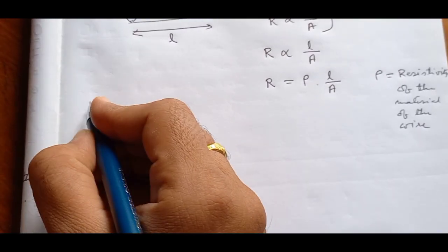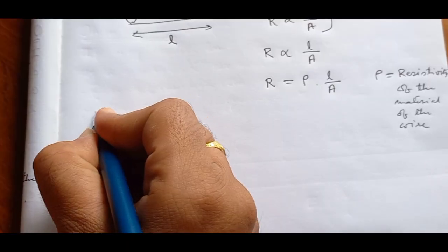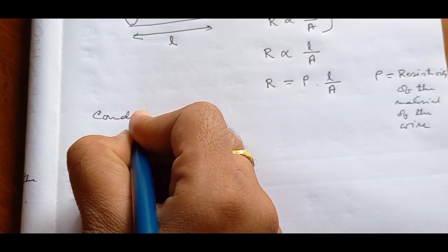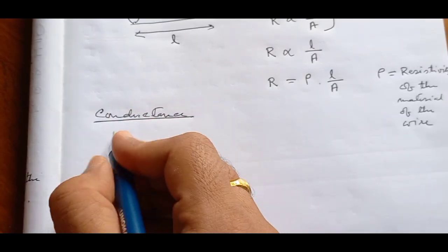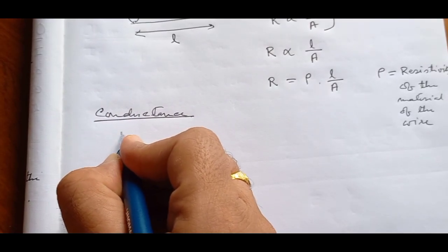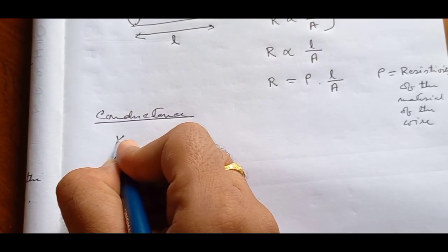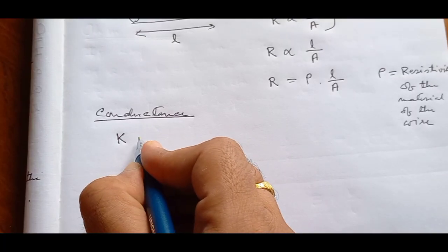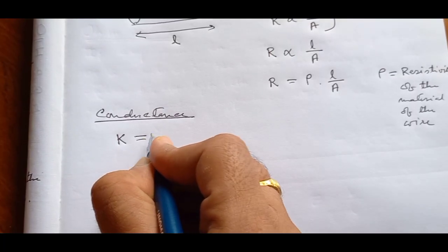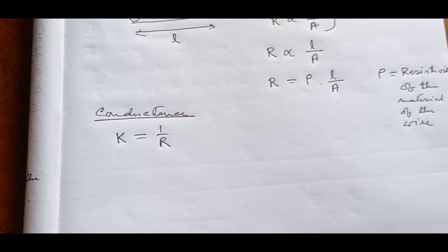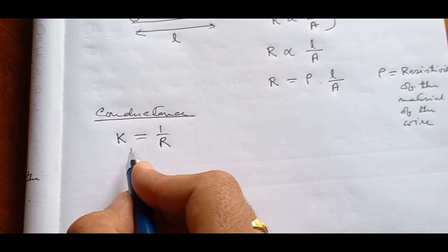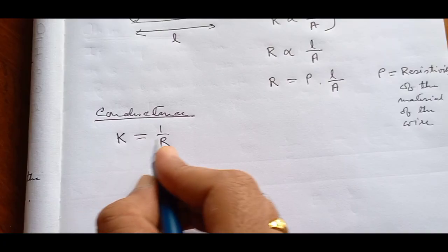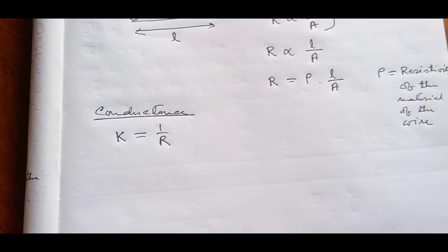Another part, conductance. The inverse of resistance is said to be the conductance. We denote conductance by capital K is equal to 1 by R. That is, K is equal to 1 by R is said to be the conductance of the conductor.